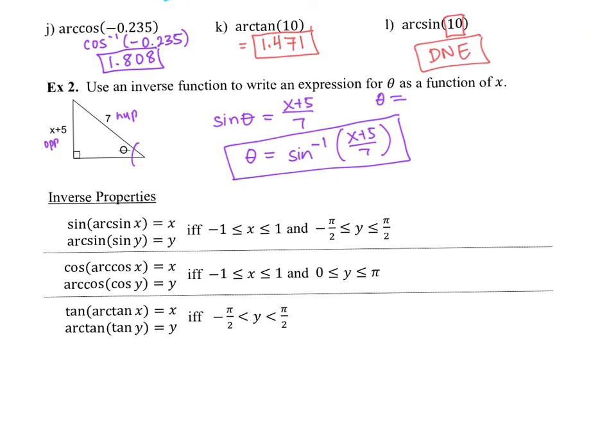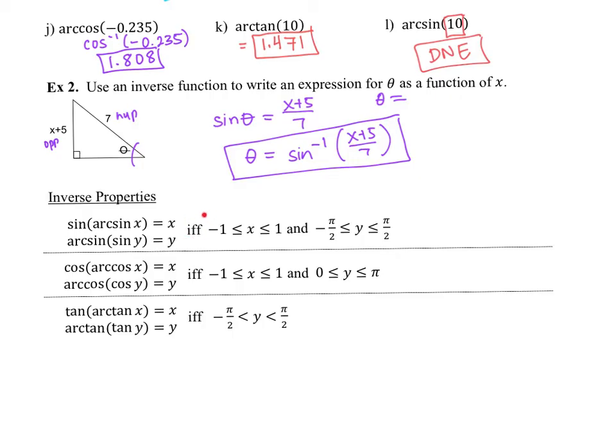Okay, up next, it's the inverse properties. Okay, now because sine and arcsine are inverses of each other, they should be able to cancel each other out. So the sine of arcsine of x should equal x, and the arcsine of the sine of y should equal y. It seems like it should, because they're inverses of each other.